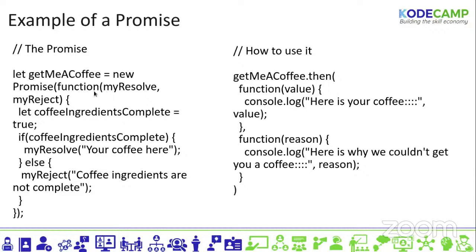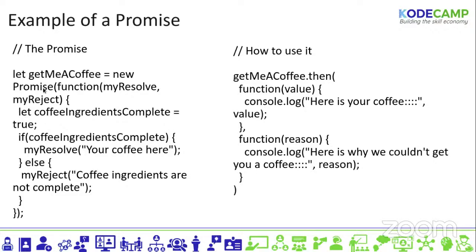Now, this function needs to have two arguments. Number one argument is the function that is going to be called when this promise is resolved. So once this promise is resolved, this myResolve is what you're going to call. But if the promise gets rejected, this is the function you're going to call.